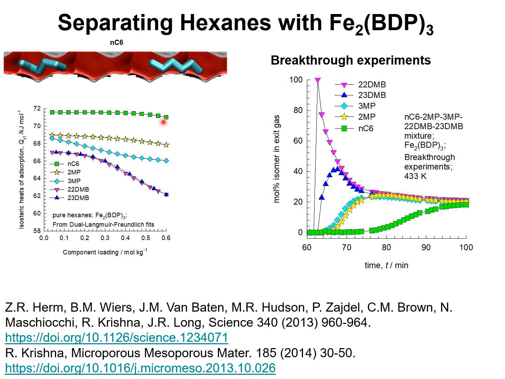The isosteric heats of adsorption of the hexane isomers in the 4.9 angstrom triangular channels of Fe2BDP3 are shown in this graph here. The hierarchy of binding strengths is normal hexane, 2-methylpentane, 3-methylpentane, and the di-branched isomers 2,2-dimethylbutane and 2,3-dimethylbutane.